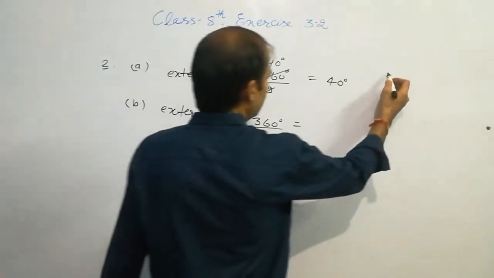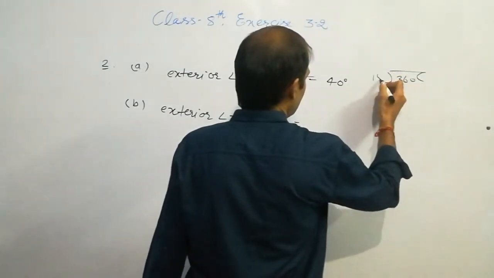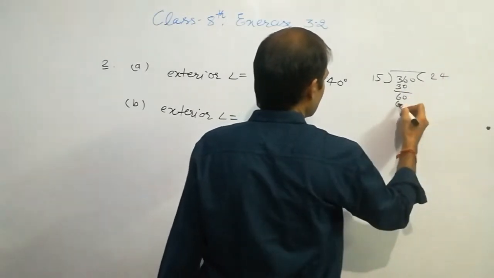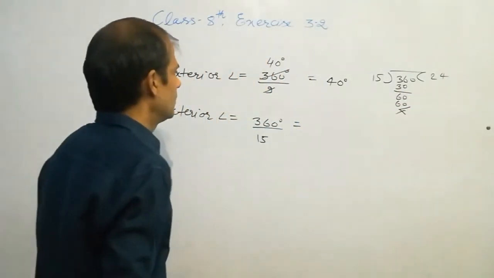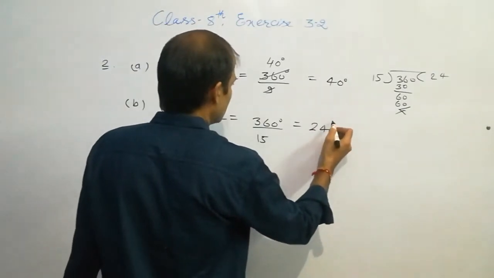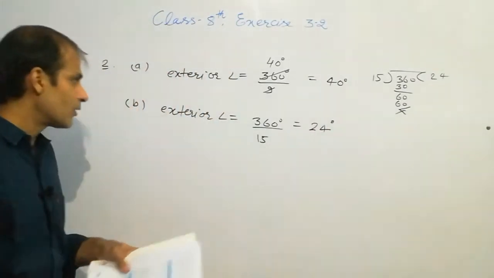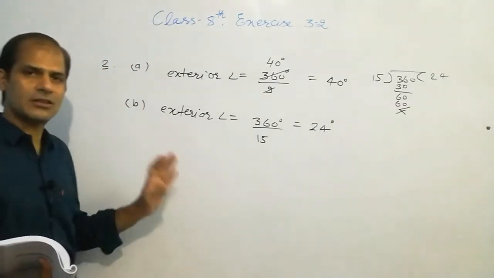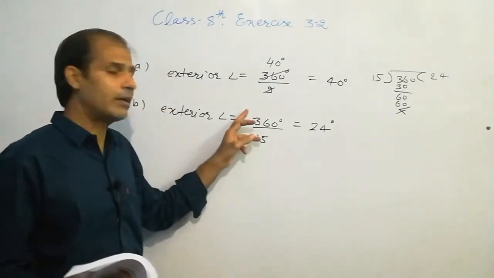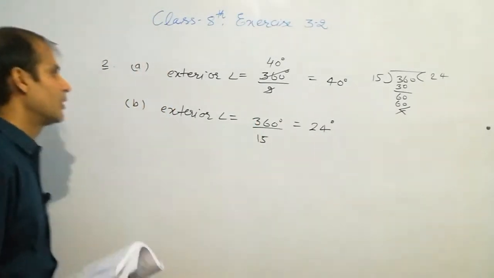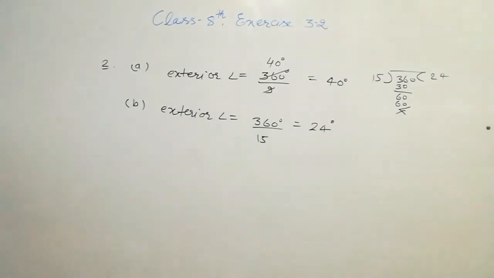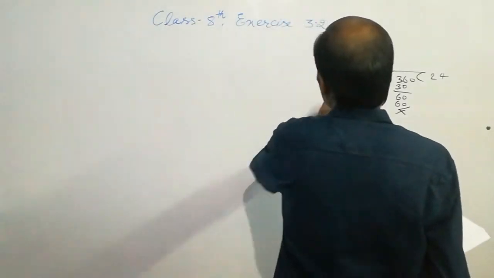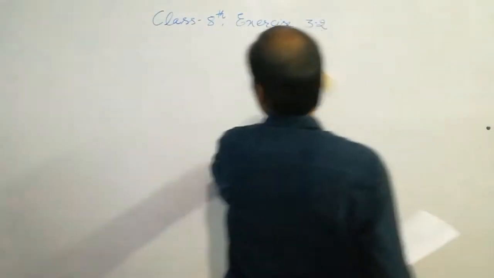Now try to divide 360 by 15. So 15 twos are 30, 6 and 0, 15 fours are 60. The answer will be 24 degree. It means if we have a polygon which has 15 sides, then the measurement of each exterior angle is 24 degree. Just divide 360 degree by the number of sides. Note it down. This exercise is quite easier and also very interesting.